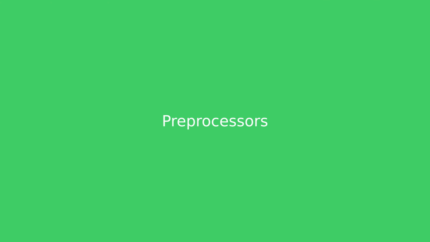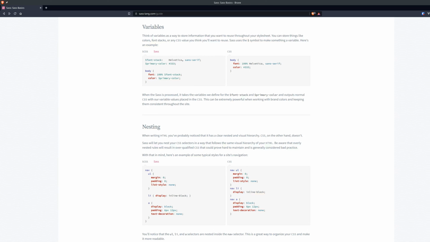Now, the reason why I make the distinction when it comes to preprocessors is you can have a design contract system in literally any preprocessor that you want. So whether that be SASS. SASS gives us more functionality, and it's a preprocessor.